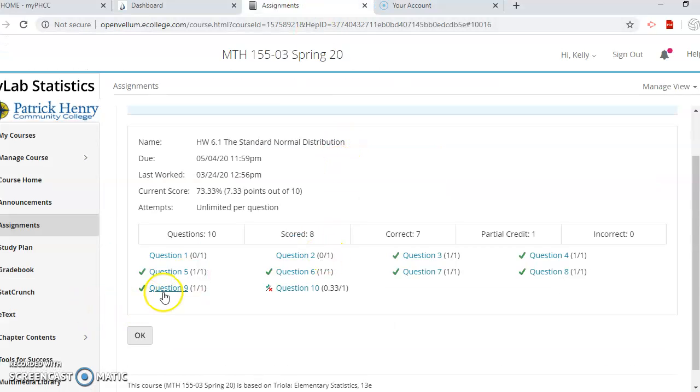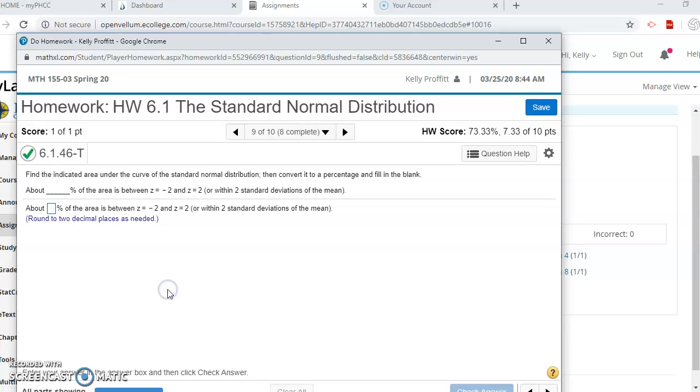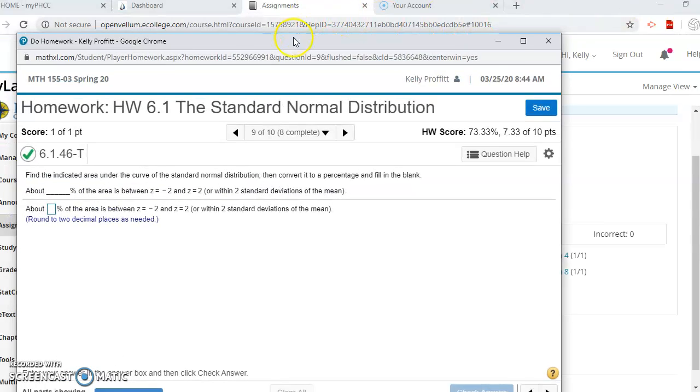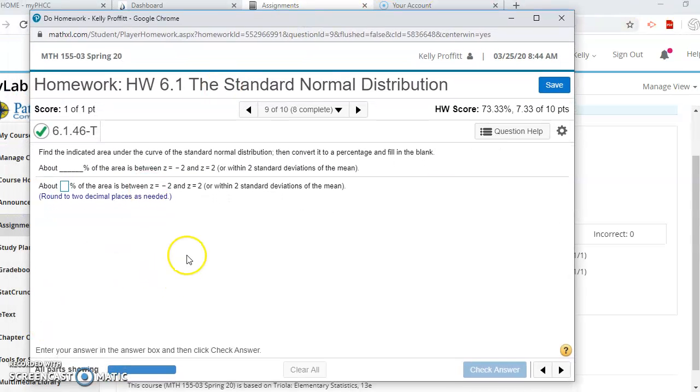Okay, for problem number 9 on section 6.1, let me maximize it here. Well, that might have made it worse. Okay, it says find the indicated area under the curve of the standard normal distribution, then convert it to a percentage and fill in the blank.